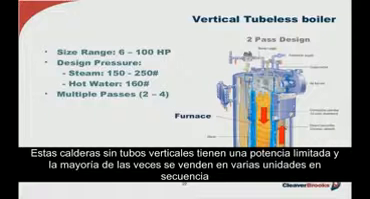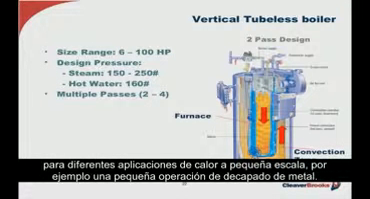Now, as noted, these vertical tubeless boilers have a limited horsepower range. Therefore, are again often sold in multiples with sequencing control and applied to various process and heating applications of a smaller scale. Let's say a small metal pickling operation would be a good example.